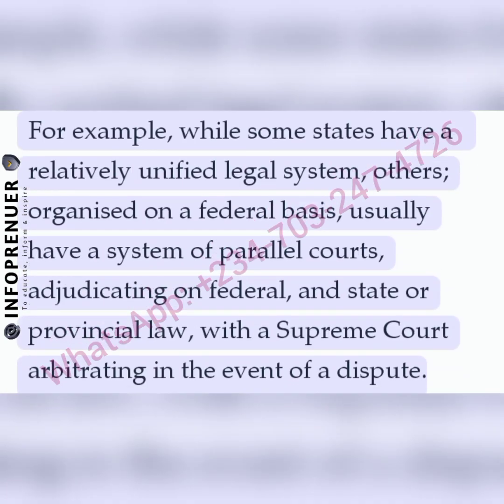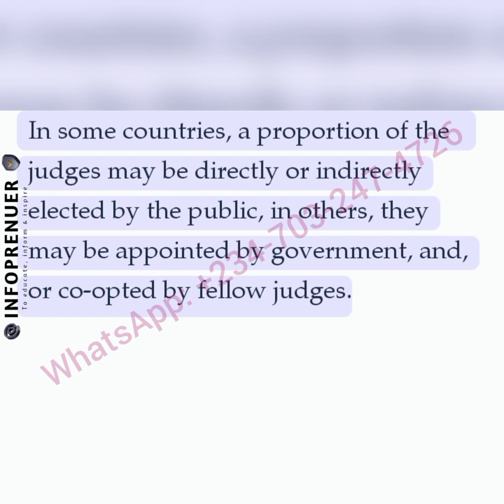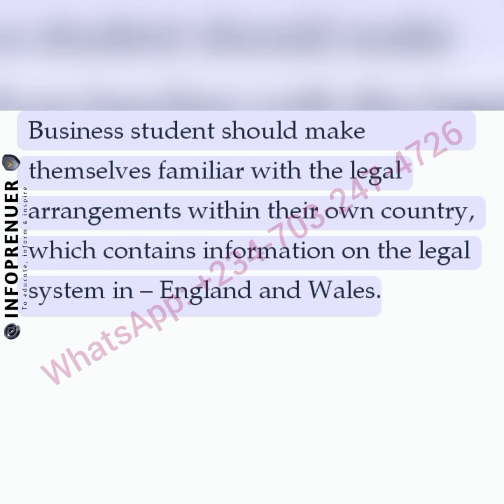For example, while some states have a relatively unified legal system, others, organized on a federal basis, usually have a system of parallel courts, adjudicating on federal and state or provincial law, with a Supreme Court arbitrating in the event of a dispute. In some countries, a proportion of the judges may be directly or indirectly elected by the public, in others, they may be appointed by government, or co-opted by fellow judges. Business students should make themselves familiar with the legal arrangements within their own country, which contains information on the legal system in England and Wales.